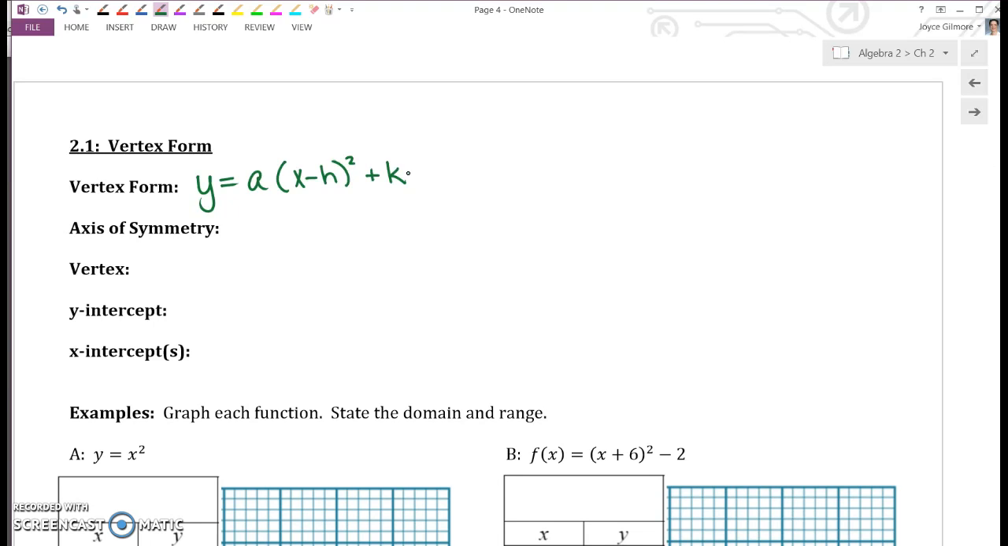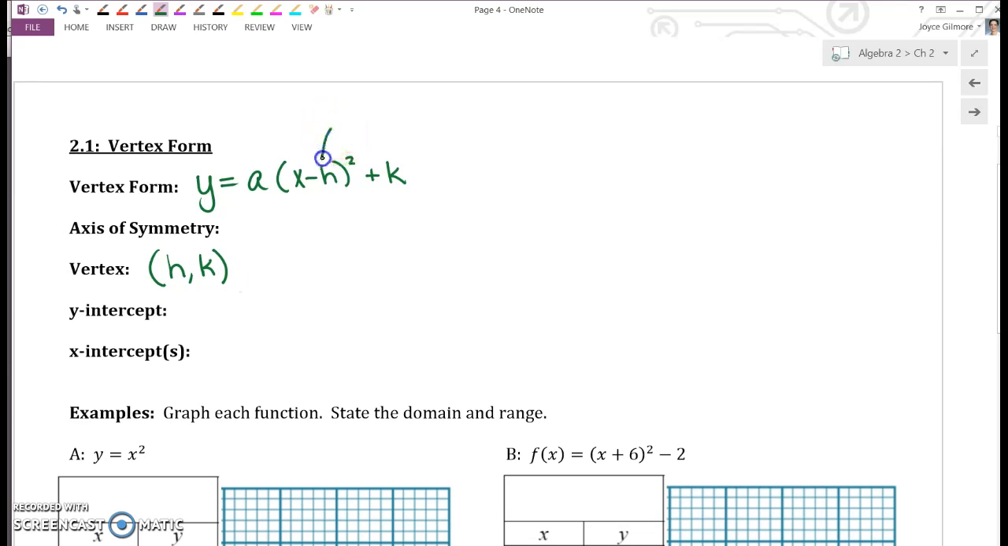Now the original parabola, the parent function, has a vertex at 0, 0. But h and k move this graph side to side and up and down, which takes that vertex from 0, 0 and moves it left or right and moves it up or down. So however much it moves left or right, that will be the x value of your vertex. However much this graph moves up or down, that will be the y value of your vertex.